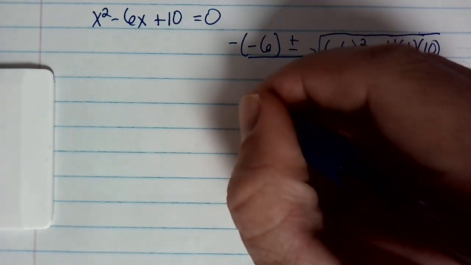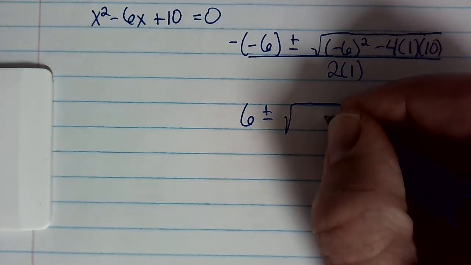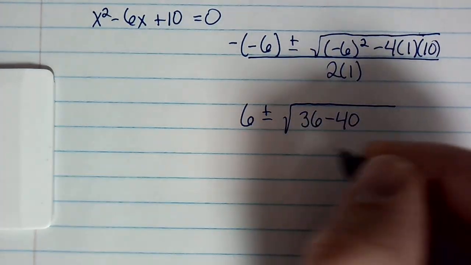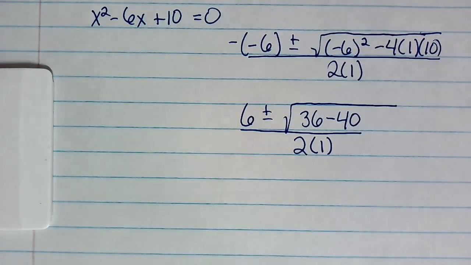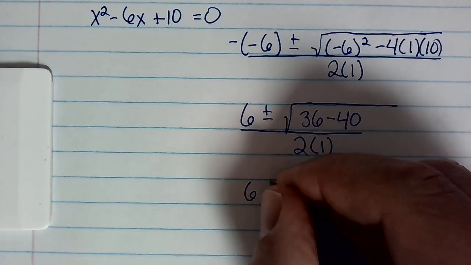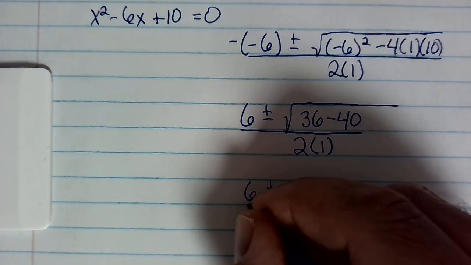Alright, so this becomes what? 6 plus or minus the square root of 36 minus 40. Not only is it quadratic, but it's a gnarly one. That's the square root of negative 4.